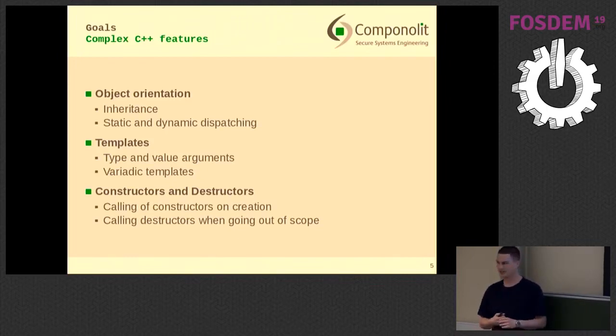Also, variadic templates, which means we have a C++ template that has a yet unknown amount of arguments, and you can instantiate it with just as many arguments as you want to. And we want to automatically call constructors and destructors. So if you have a record in Ada, you can just take it and it's there. But in C++, the class needs to be constructed by the constructor. And also, if it goes out of scope, it needs to be destructed. And if it goes out of scope in Ada, this doesn't happen, so we have to fix this somehow.